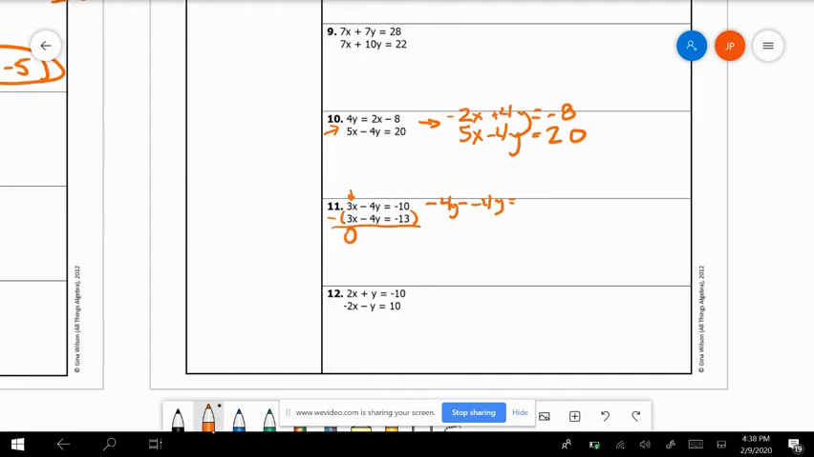What's weird about this one is the y's also disappear. And then on the other side, I have negative 10 minus negative 13, which is going to be 3. So the math that I've got is 0 equals 3. Just like we saw with substitution and in any multi-step equation, if I get something like this that's not a true statement, I have no solution.